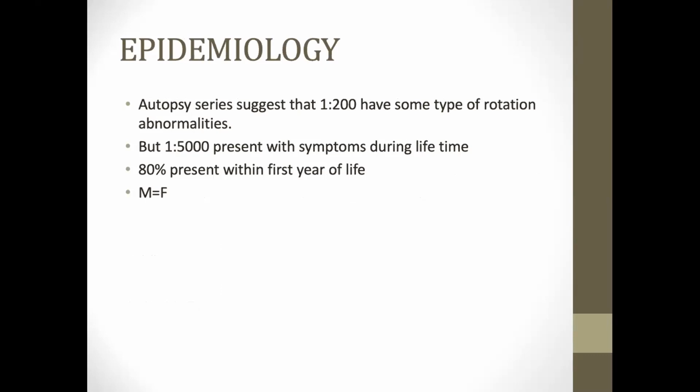Epidemiology: autopsy series suggest that malrotation occurs in 1 from 200 to 1 from 100. They had some type of rotation abnormality, but actual clinical presentation is only 1 from 5,000 cases. 80% of cases present in the first year of life. This disease affects males and females equally.